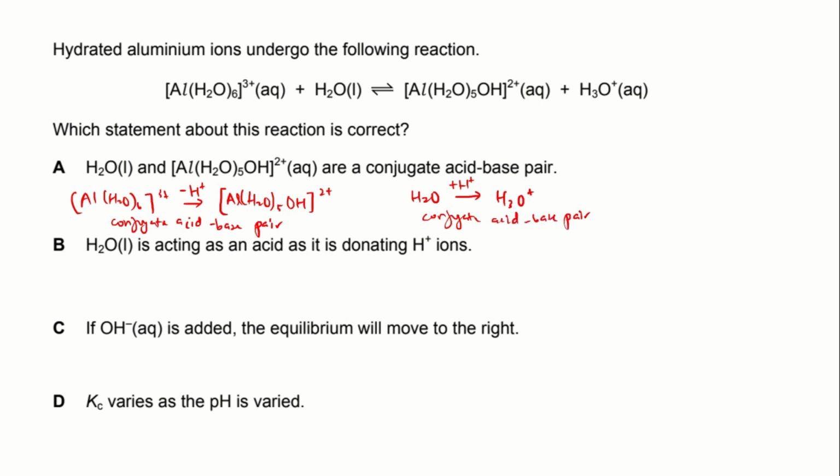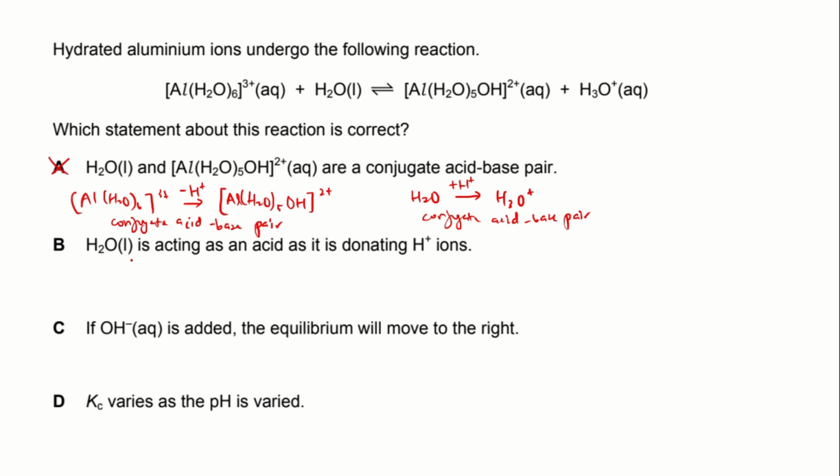In the 2022 to 2024 syllabus, conjugate acid-base pair has moved to A2 syllabus. So do not worry about this for identifying conjugate acid-base pair in the reaction for AS anymore. So answer A saying that water and this aluminium complex are a conjugate acid-base pair is not correct. So A is not the answer.